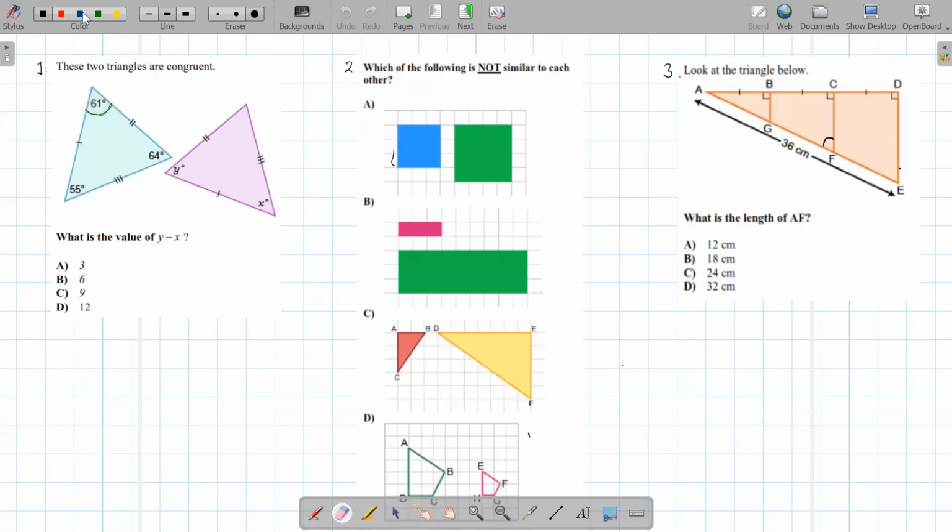Here in these questions, we are given two congruent triangles, the blue and the purple, and we're going to find the value of y minus x. First of all, we have to know that when two shapes are congruent, their matching sides are the same in length, and their matching angles are also the same measure.